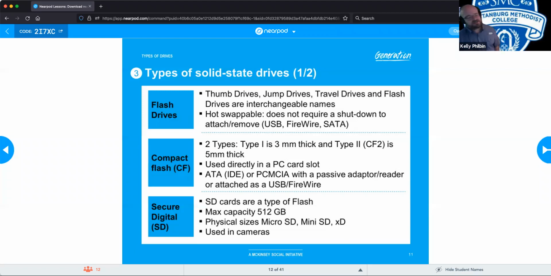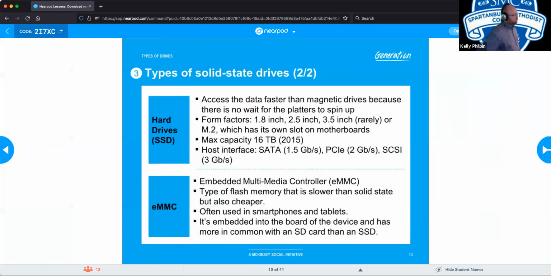SD cards, for those of you Android users out there, you'll probably be familiar with some of these, especially the micro SDs. You have the micro, the mini, the X. They're used in cameras, phones, GoPros, all kinds of stuff like that nowadays. You can get a massive amount of storage on a very small drive. Predominantly this would be in the photography and digital camera arena, but they have also ported them over into phones.